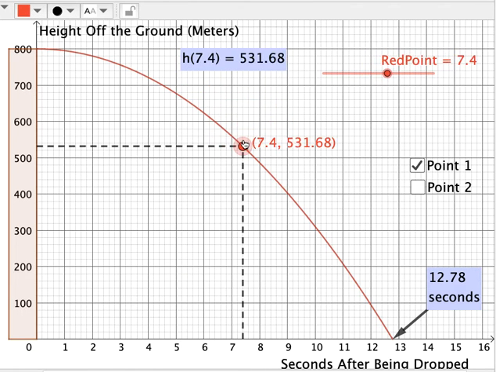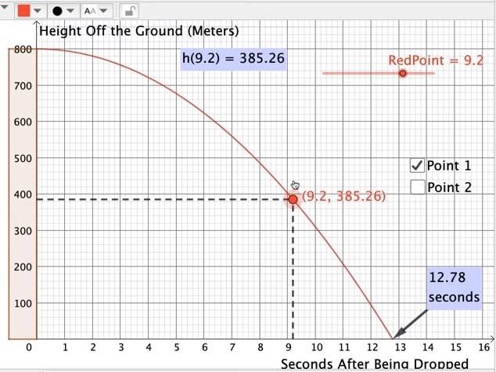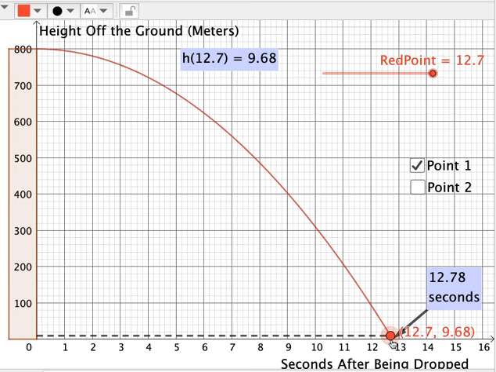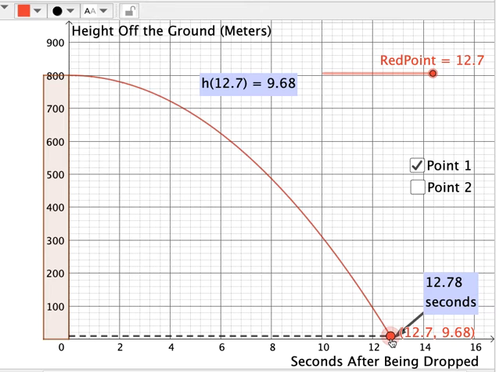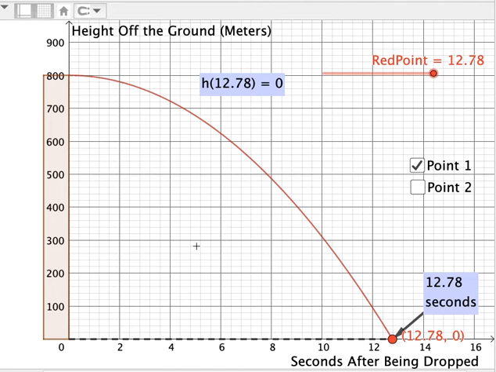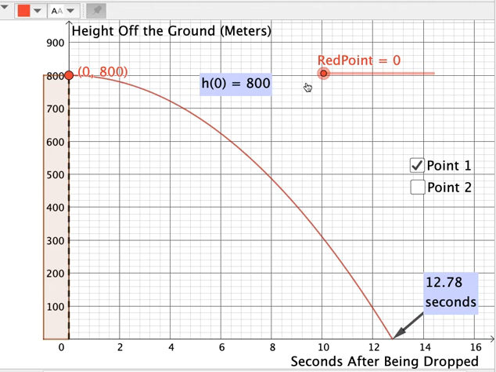So we can plug in any value between 0 and 12.78, and we get a value that is equal to the height of the ball off the ground. H of 12.78, as we can see, is going to be equal to 0. And the reason for that is because that's when it hits the ground. We also know that when x is 0, h of 0 equals 800, because at the instant we let go of the ball, it's still at a height of 800 meters.